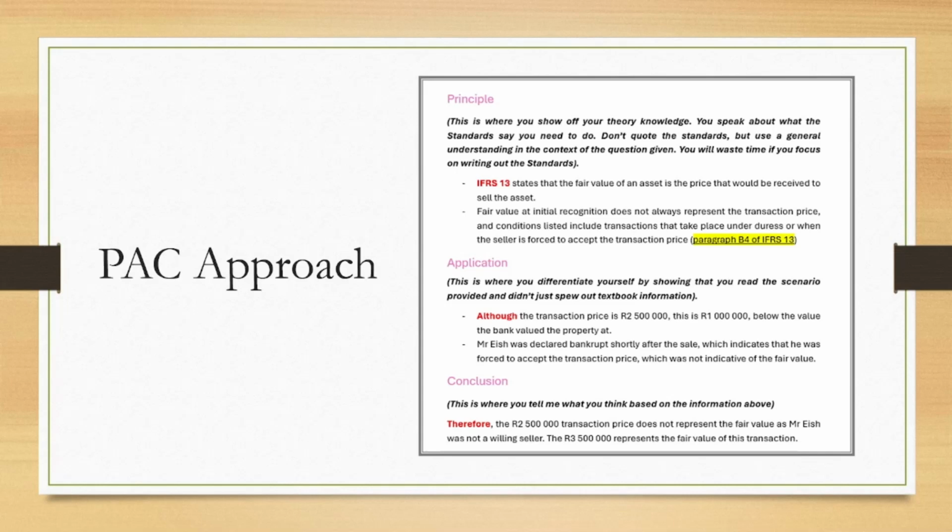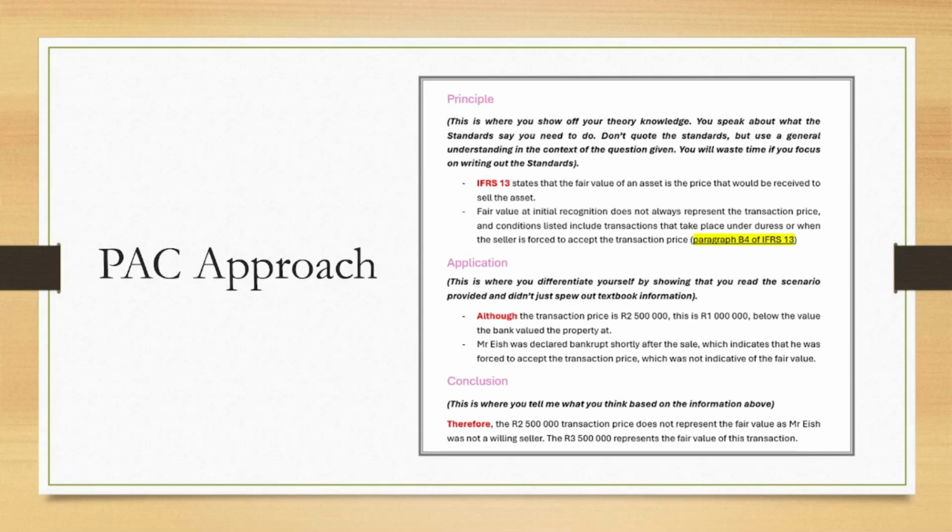Fair value at initial recognition does not always represent the transaction price, and conditions listed include transactions that take place under duress or when the seller is forced to accept the transaction price. Please look at paragraph B4 of IFRS 13. I did not put this here as my answer. That's why it's highlighted. I put this here so that when you go through your notes, you're able to carry on and see how my work relates to the standards. Because otherwise, you're not learning anything from here. If you can't take away just a new paragraph reference, there's nothing new I have taught.